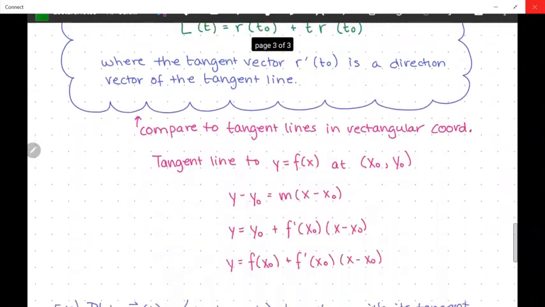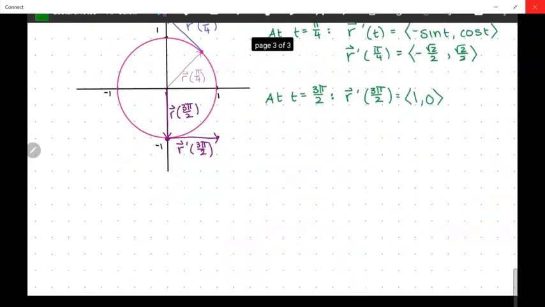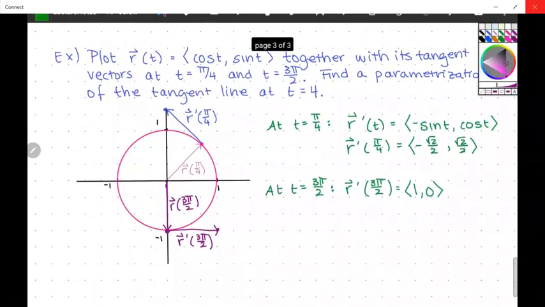Any other questions? Okay. Yeah, I think I have enough room. So let's do the parametrization of the line.